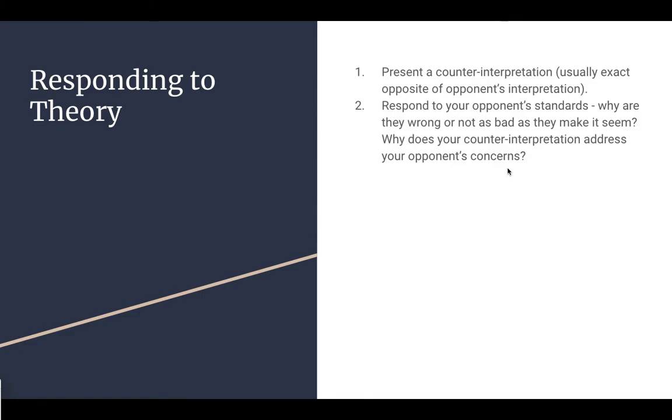So point out why these standards are not as bad as they make it out to be, or why their standards are wrong, or what your counterinterpretation does to actually address those standards. Maybe conditionality is good and it forces critical thinking, but if we think conditionality is bad, it also forces critical thinking, just maybe for the negative team instead of the affirmative team.